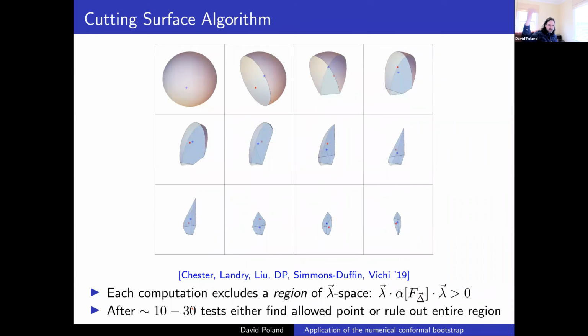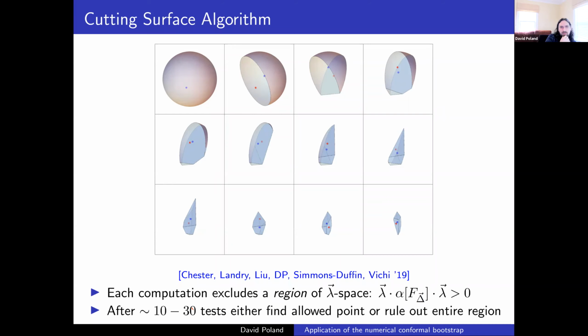Now for each point in dimension space, you then have to decide: is there some allowed region in OPE coefficient space? You're trying to find that allowed region, because the allowed region is often some small 3-dimensional region, and you don't know where it is, and you're trying to find it.